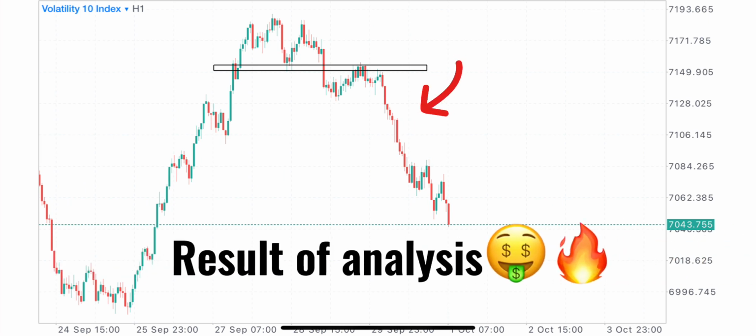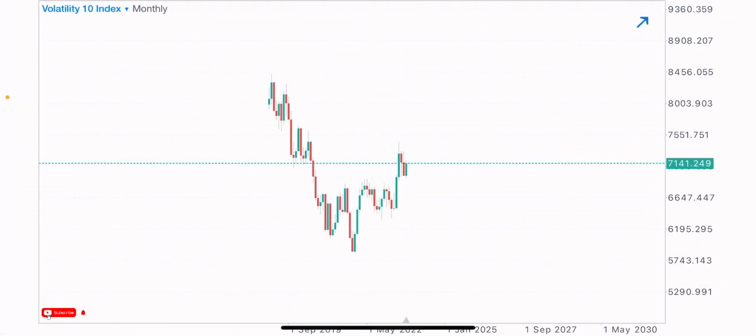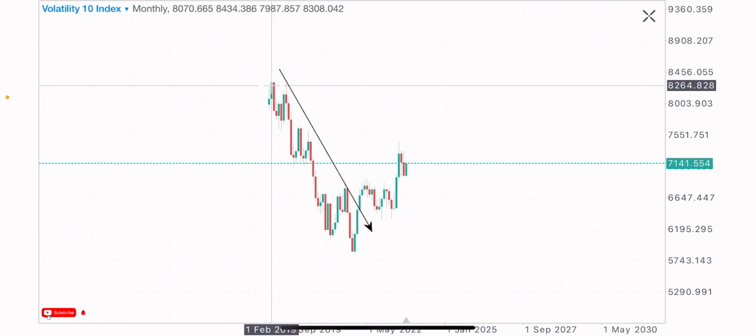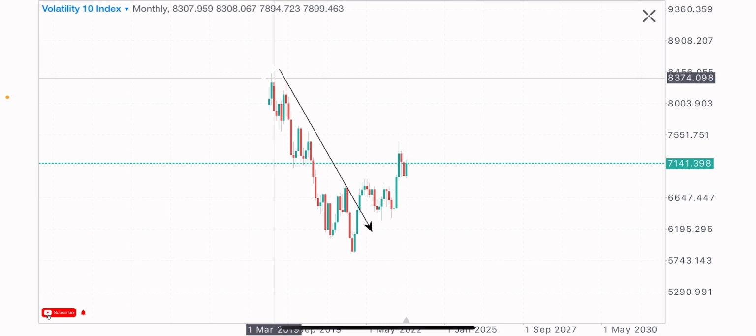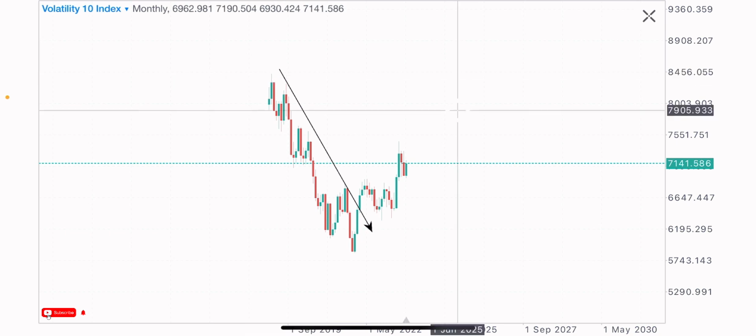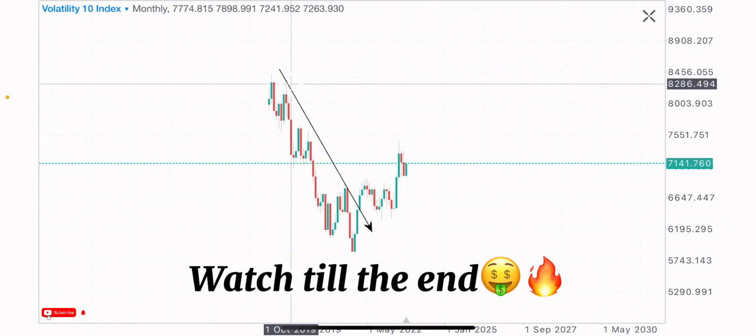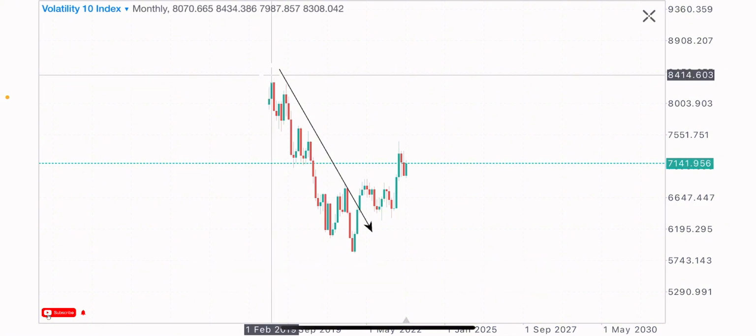So on the monthly time frame on V10 index, you can tell that the market has been in a downtrend at this point, right? Since this index started existing, you can tell that it's been on a decline. This index was formed on the 1st of March 2019, right? And the price level at this point was at 8403.300. That's the market value of this index when it was formed.